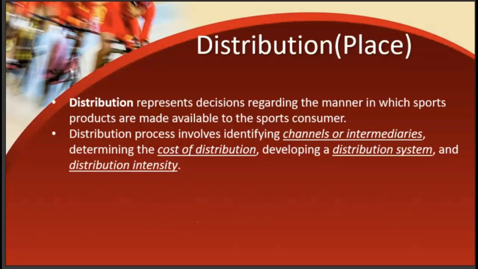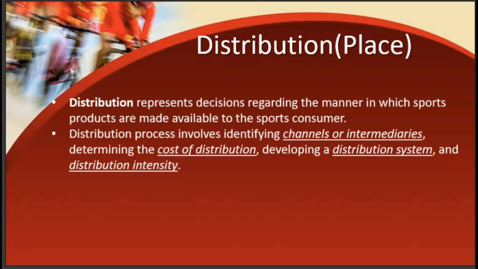So what is distribution? Distribution represents decisions regarding the manner in which sports products are made available to the sports customer. Distribution is basically about finding out, after the product is made, how we are able to allow fans or customers to get access to these products. The distribution process normally involves a couple of different steps. First of all, we need to identify our channels or intermediaries, where we can deliver these events and where we can sell these sports products.